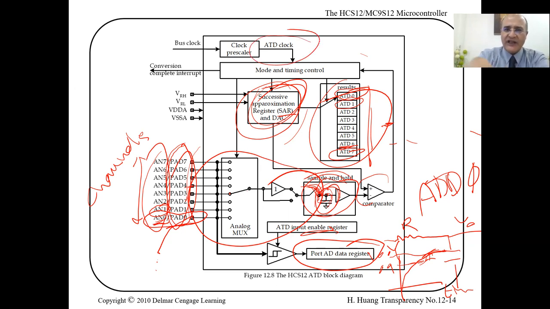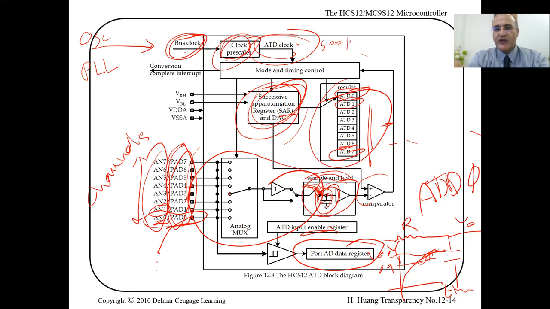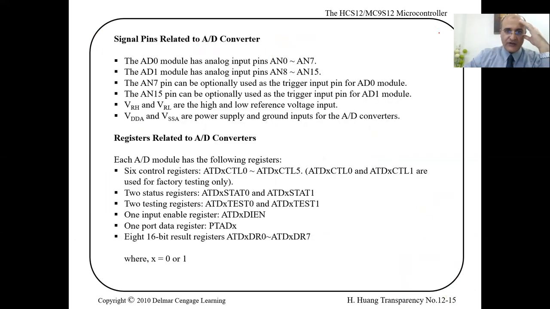All clocked by an ATD clock that is a prescaler of the bus clock. The bus clock here can come from the oscillator directly or from the PLL, okay? If you use the PLL, this is your resulting bus clock, prescaled into an ATD clock that can range from 500 kilohertz to 2 megahertz. These details we'll talk about next time.